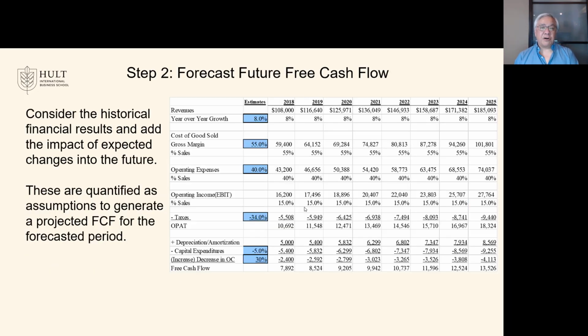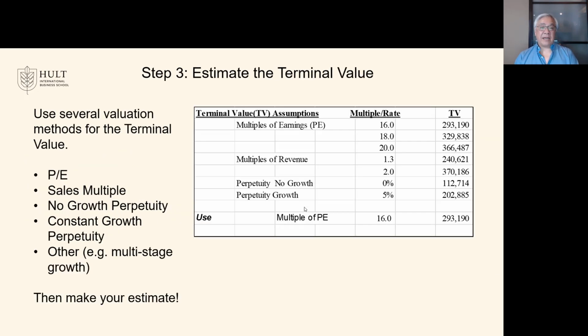Step 2 is use your historical analysis and your judgment of the future to impact what we think the future will hold. Then we'll quantify those and project out the investment horizon, getting to the bottom line of free cash flow. Step 3 is at the end of the planning horizon, we have to estimate the terminal value because the company will continue. We're just going to sell it.